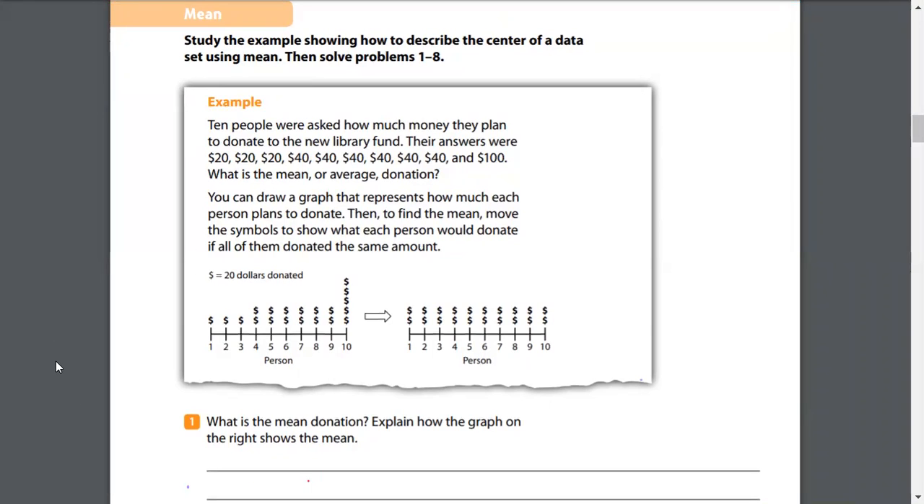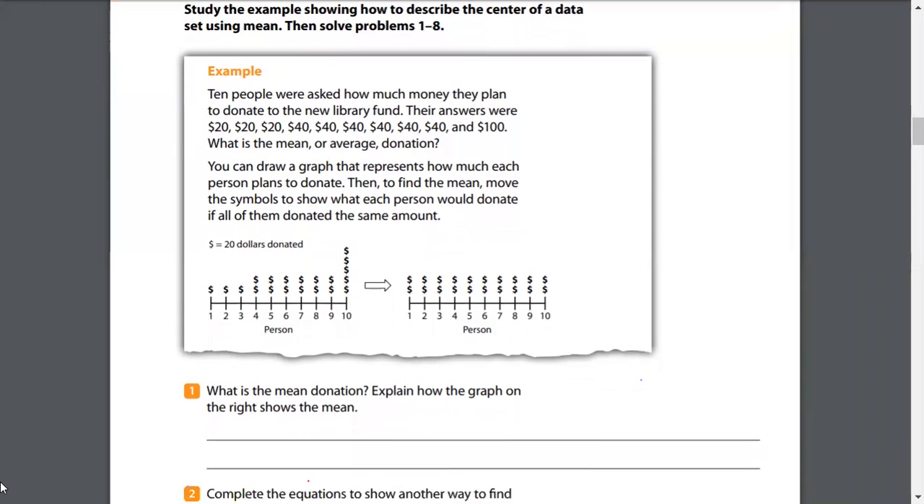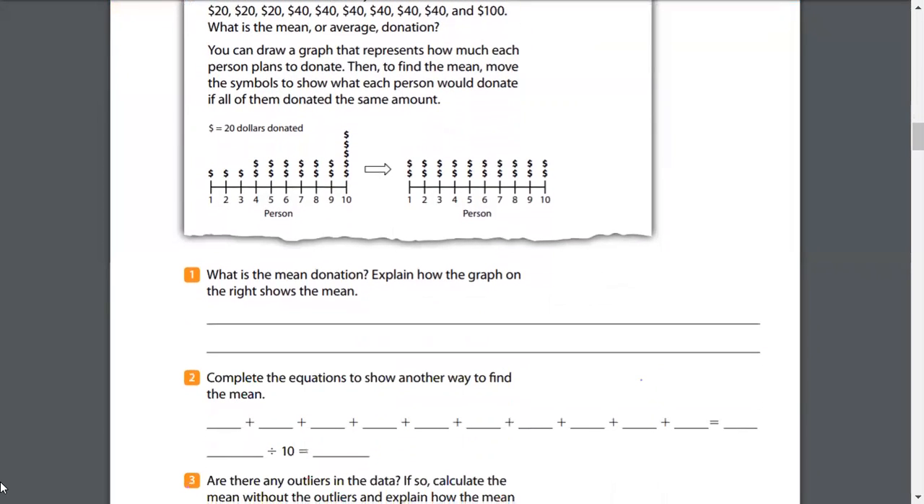So the mean, when we look at the graph, just looking at our graph, the mean here is going to be $40. Because when they spread out the money among everybody, everybody has 2 dollar signs, and we know that 1 dollar sign is $20. So 2 dollar signs has to be $40.